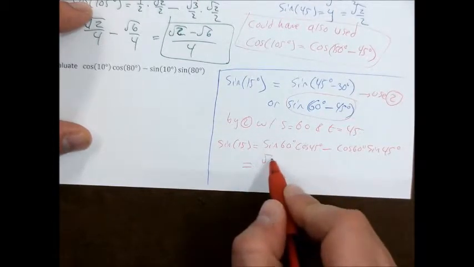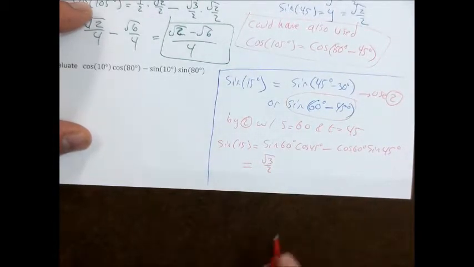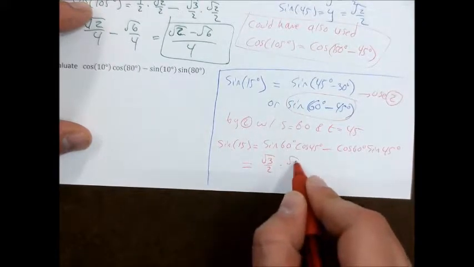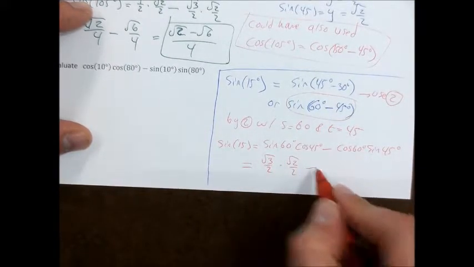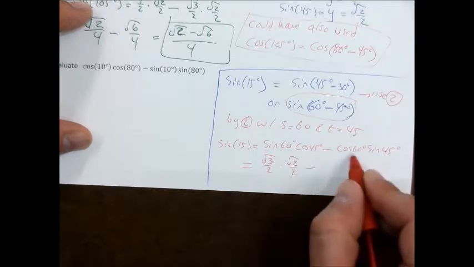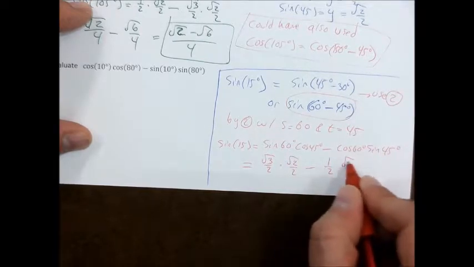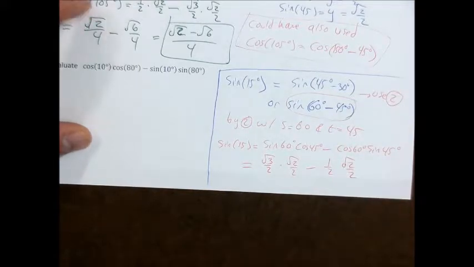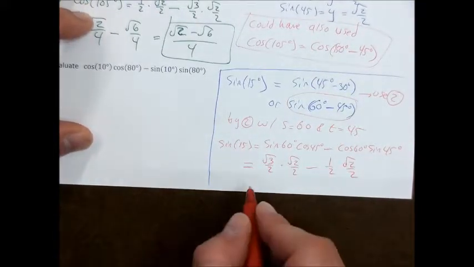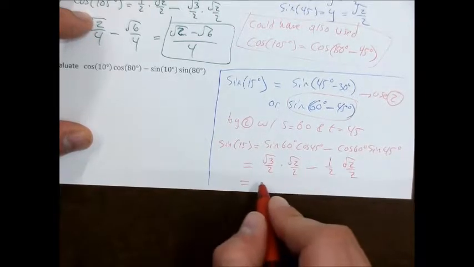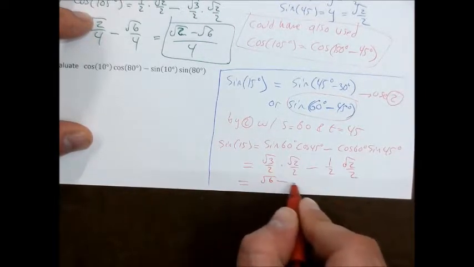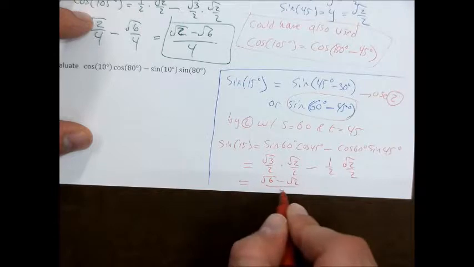Sine of 60 is root 3 over 2. It's the y value at 60 degrees. Cosine of 45 is root 2 over 2. It's the x value at 45. The x value at 60 is 1/2. The y value at 45 is root 2 over 2. So we can evaluate sine of 15 using these formulas, and we get a very similar kind of answer when we simplify it down. We get root 6 minus root 2 over 4.